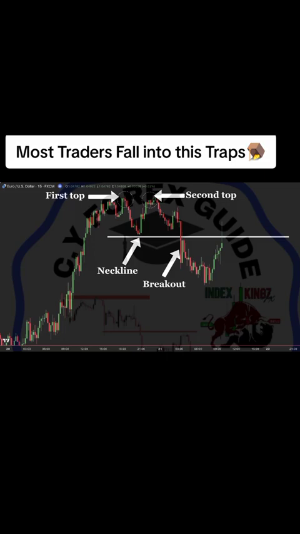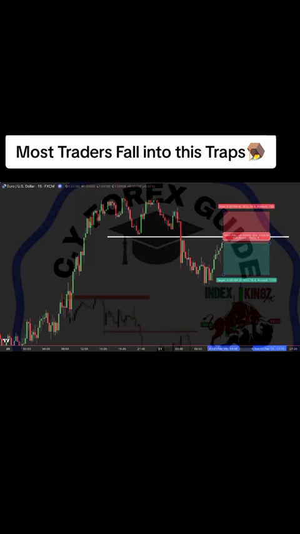As we can see in this chart, the market retraced back to the neckline, and a nice pin bar candlestick formed at this key level. This pin bar is a strong rejection signal that price is respecting the broken support and is likely to continue downward. Now it's your time to enter.